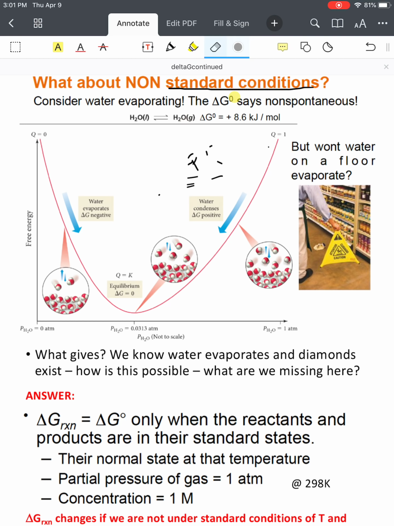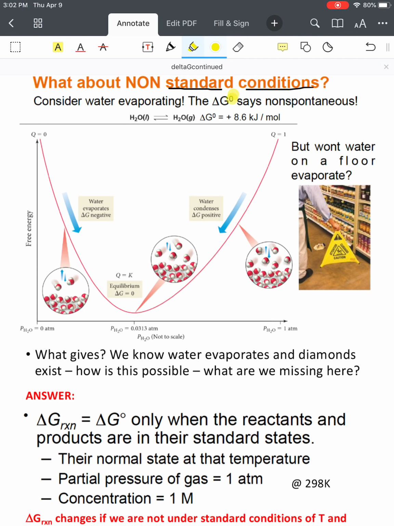So when you're thinking about water evaporating from a surface, a floor, after a spill, you are most certainly not at standard conditions, are you? So even though my delta G0 says it's non-spontaneous, that's only for a very specific set of conditions, where in this case, the partial pressure of the water vapor is 1 bar, okay?